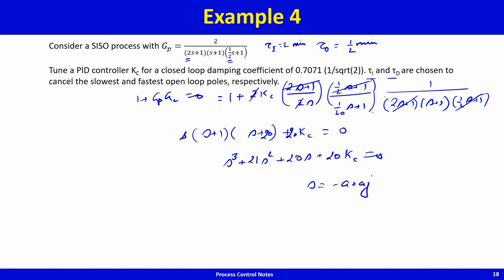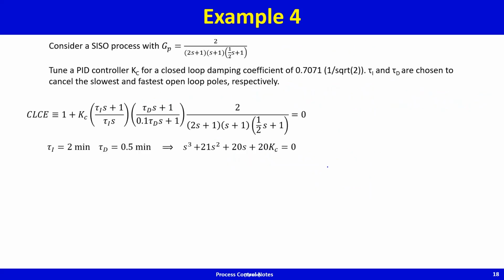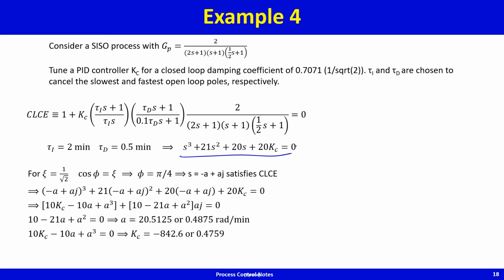a plus aj must satisfy this. Do the necessary algebra. If you do all of that, here's my characteristic equation. S equal to minus a plus aj must satisfy the characteristic equation. Do the necessary algebra. This is the real part, that's the imaginary part. Each of these must go to 0. From the imaginary part going to 0, we get two candidate values of a. For these two candidate values of a, from the real part going to 0, we get Kc as this and that. This one is rejected, this one is accepted, and therefore Kc equal to 0.4759 gives me a closed loop damping coefficient of 1 by square root 2.